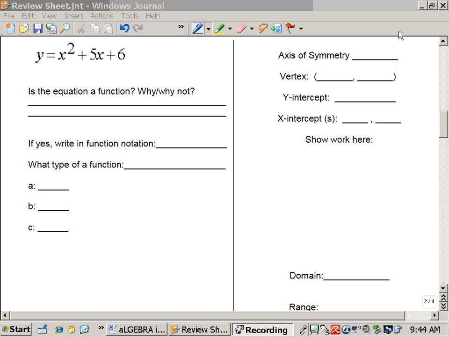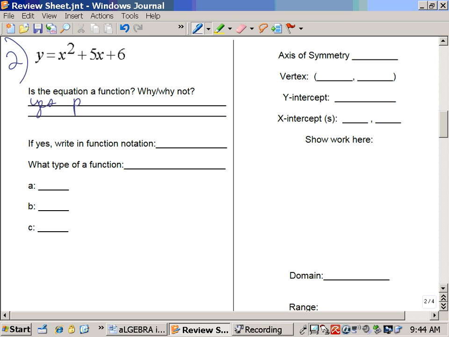Number 2, we're on the second one, which is on the back of your review sheet. Is this a function? Yes. Tell me 2 reasons. Passes the vertical line test. I'm putting VLT, but y'all know that's vertical line test. The X's are all different.